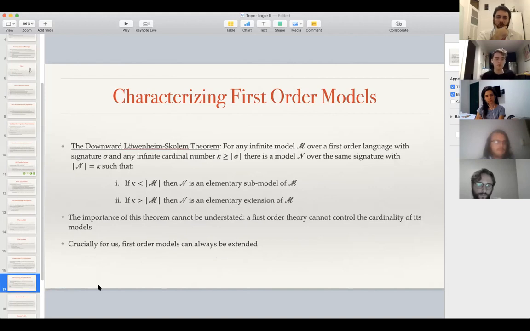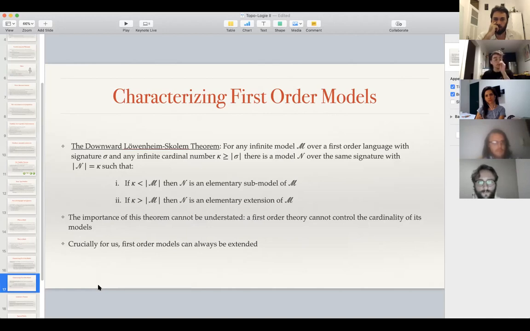But the second one is the downward Lowenheim-Skolem theorem. This is the really interesting one. So if we have an infinite model over a first order language with signature sigma, so this is the non-logical symbols, and then any infinite cardinal number which is greater than the number of symbols in the signature.